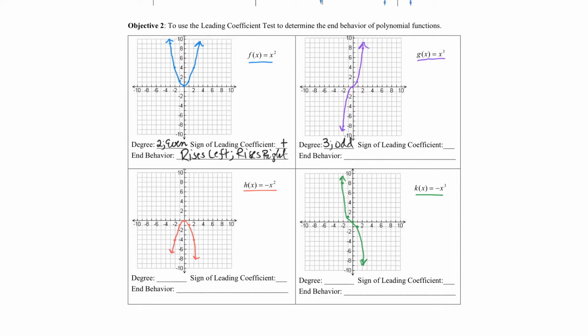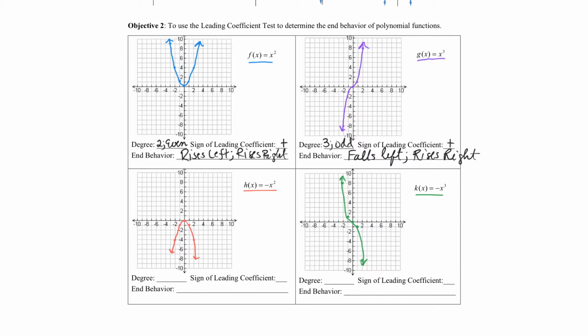Negative 1 cubed is negative 1, negative 2 cubed is negative 8, negative 3 cubed is negative 27. So because I'm cubing a negative number, it's going in that direction. And 1 cubed is 1, 2 cubed is 8, and 3 cubed is 27, so it's going to rise to the right. The leading coefficient, again, here is positive. And what is the behavior of my parent cubic function? It falls left, and it rises right.